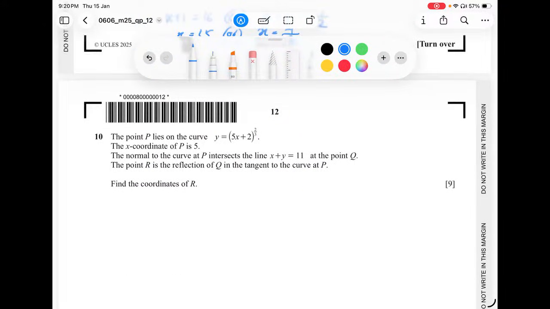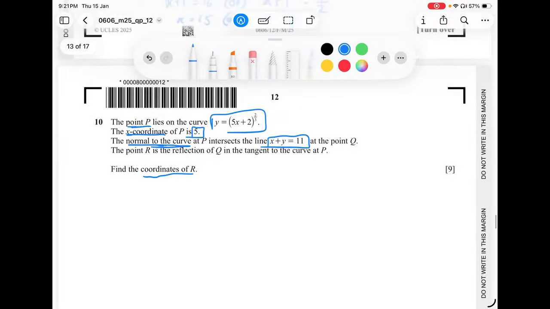So now let's go to question 10. We have 2 more to go after this. The point P lies on the curve. The x coordinate of P is 5. The normal to the curve at P intersects the line at the point Q. The point R is the reflection of Q in the tangent to the curve at P. Find the coordinates of R. A lot of information given. So you can just recognize that this is from coordinate geometry.